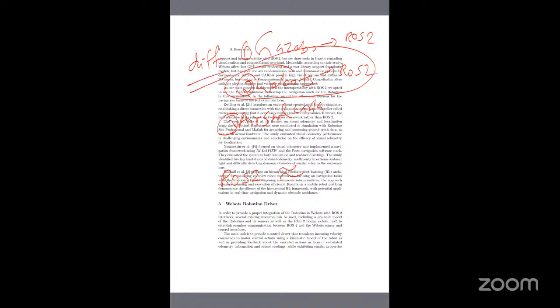Kinematic model. See, the Robotino has three omni wheels, right? So using the kinematic model and the wheel encoder data, it identifies the current position of the robot: X position, Y position, and heading.